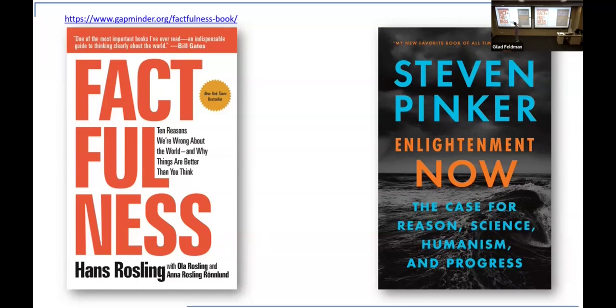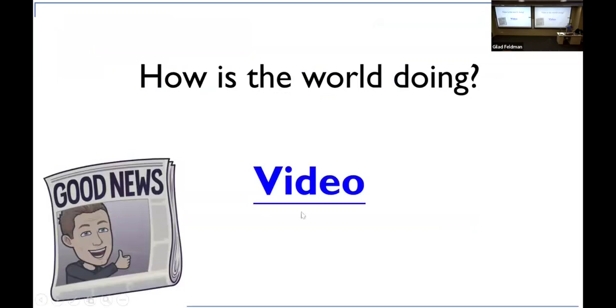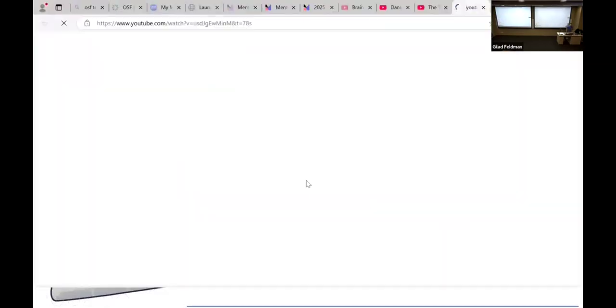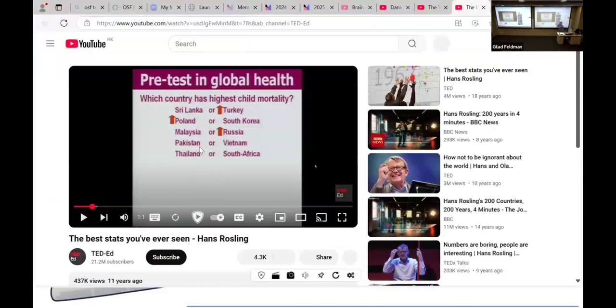And finally, he wrote 10 reasons why we're wrong about the world and why things are better than you think. So I'll introduce you to Hans Rosling. It's very unfortunate that he's not with us anymore today. And he has a very entertaining way of demonstrating this. He did this back in the early 2000s.